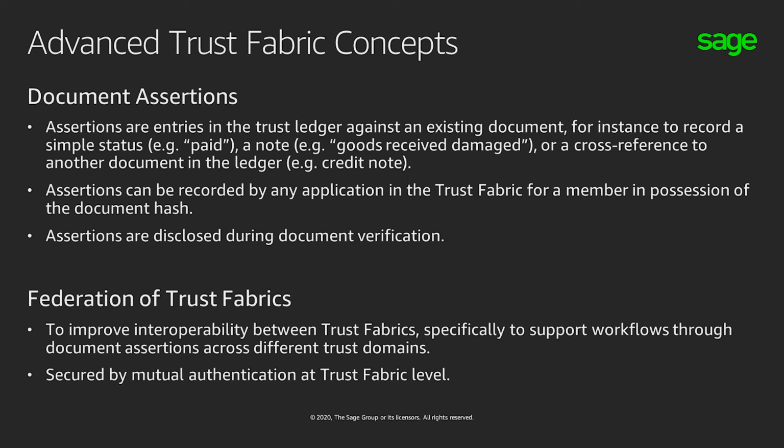The second feature concerns the federation of trust fabrics. This is to improve interoperability between trust fabrics. Without going into much detail, it simply means that the members of one trust fabric can trust those of another, for instance, to support document assertions.